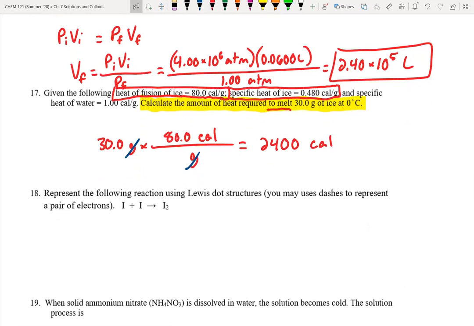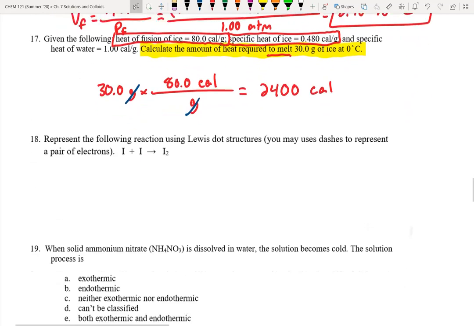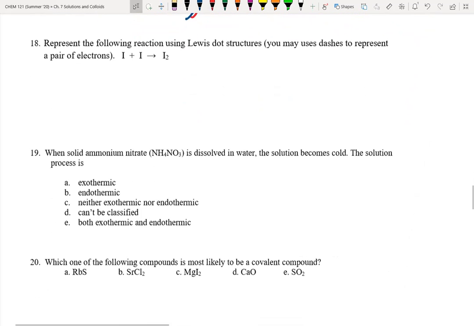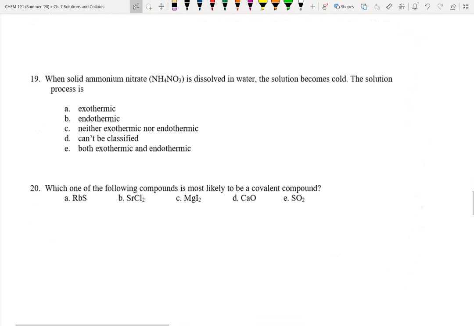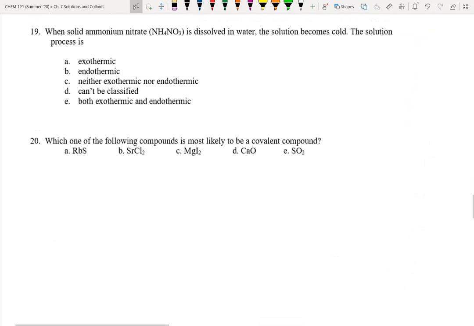Any other questions on this? Nope. All right, represent the following reaction using Lewis dot structures. Let's skip that one. That's just getting back to Lewis dot structure practice, which I think we've got down. And then the next one, when solid ammonium nitrate is dissolved in water, the solution becomes cold. The solution process is what? Exothermic, endothermic, neither, can't be classified, or both.